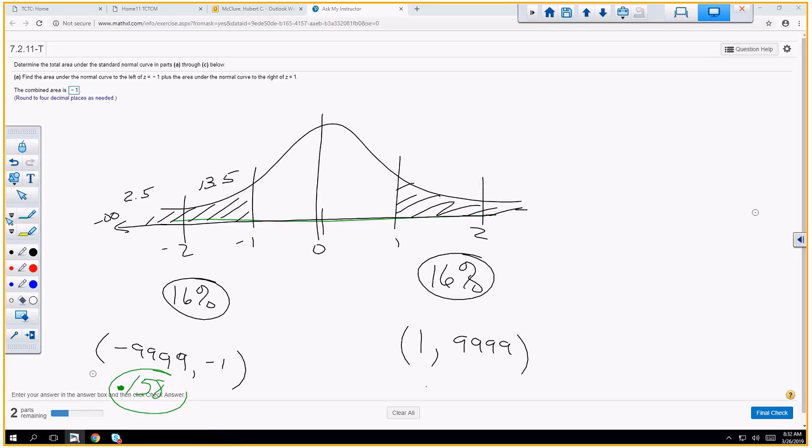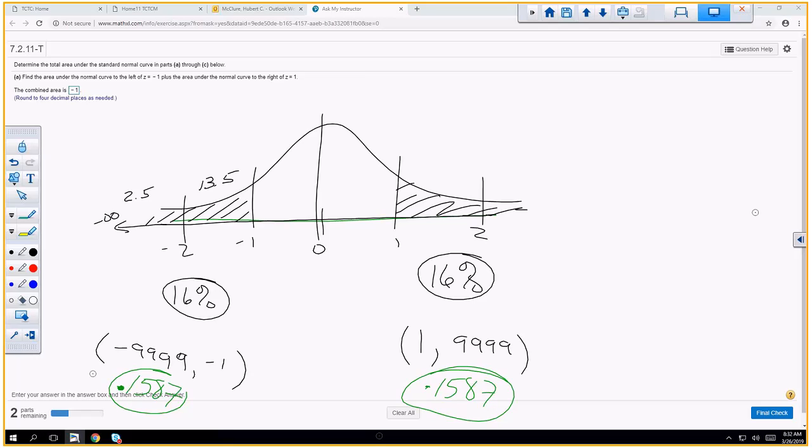Okay, now somebody do this one. It should be the same. Yeah, it's the same. 0.1587. And a lot of you are saying, well, you got 0.16. Well, remember, the empirical rule is not detailed. The empirical rule is basically estimation. All right? So that's why you have a difference there.